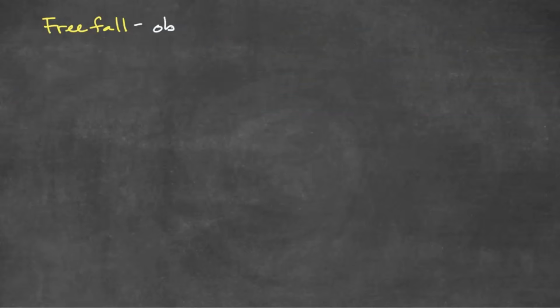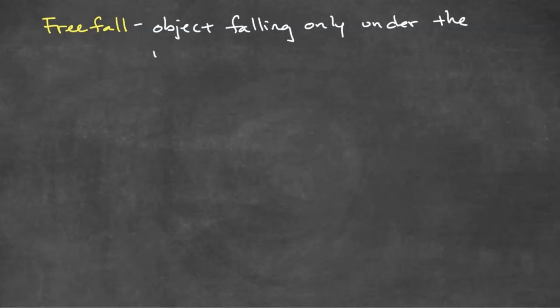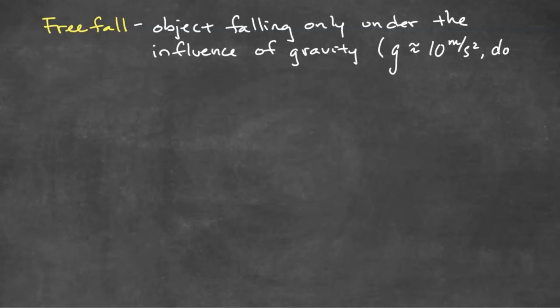Next, we're going to take a look at free fall. When an object is in free fall, it means that it's falling only under the influence of gravity. And the acceleration due to gravity is approximately 10 meters per second squared. It's going to be downward. The more precise number is 9.81, but on the AP Physics 1 exam, 10 meters per second squared is accepted.